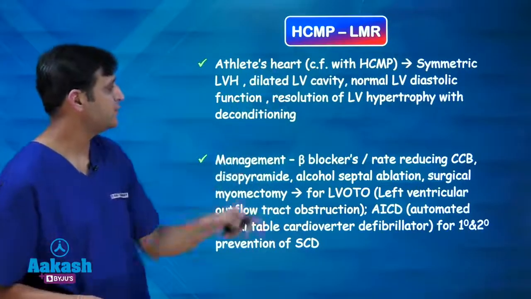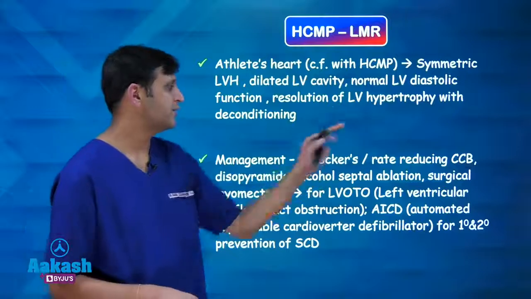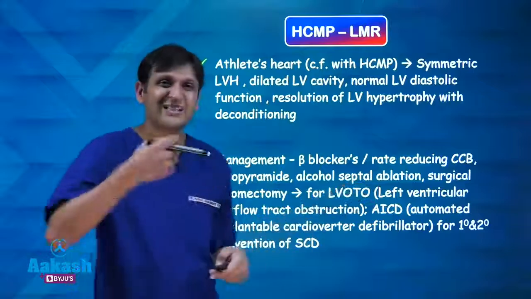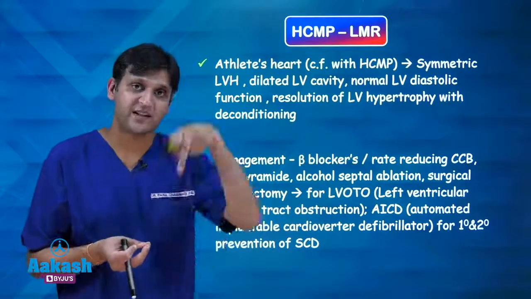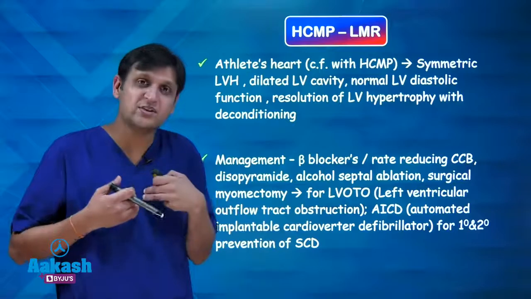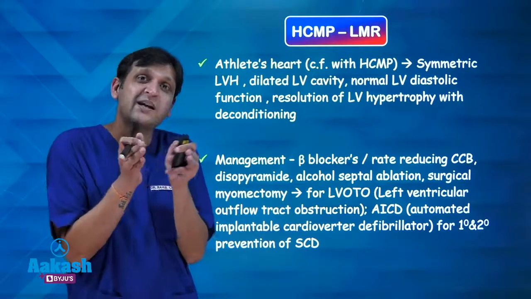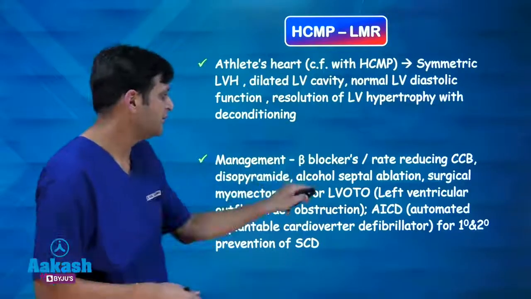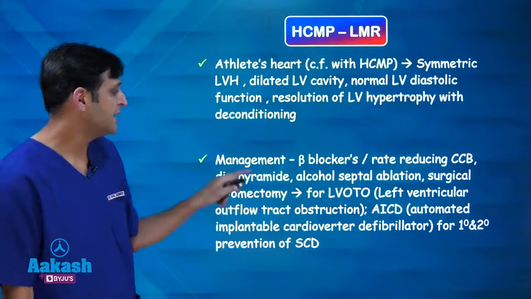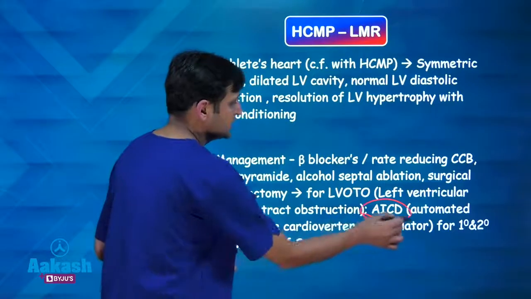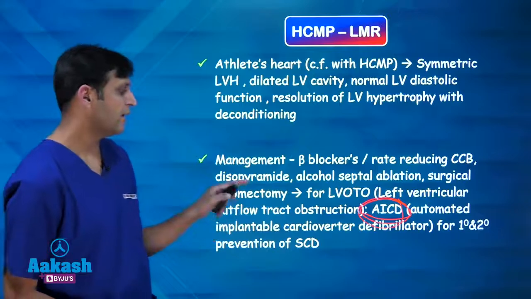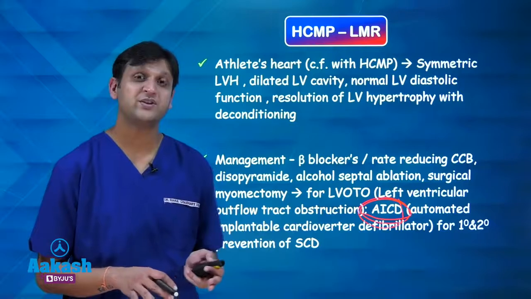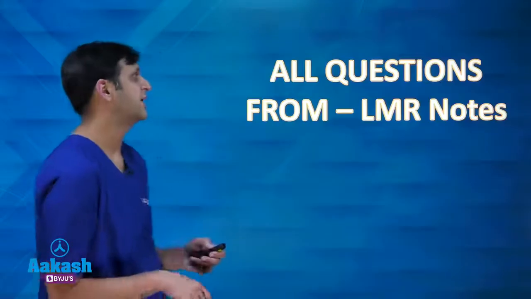Okay. How do you manage these patients? So you give beta blockers, you give rate reducing calcium channel blockers, you can use disopyramide, you can do alcohol septal ablation. So you inject alcohol through the septal branch of the left anterior descending artery. That causes necrosis of the interventricular septum and hence decreases the thickness of the interventricular septum and gives relief to the left ventricular outflow tract obstruction. Similarly, you can also do a surgical myomectomy. Fine. And most importantly, remember, AICD can be asked as a question for the prevention of sudden cardiac death, if they have an unexplained syncope, if they have a family history of sudden cardiac death, and if you have proven ventricular tachycardia, right?